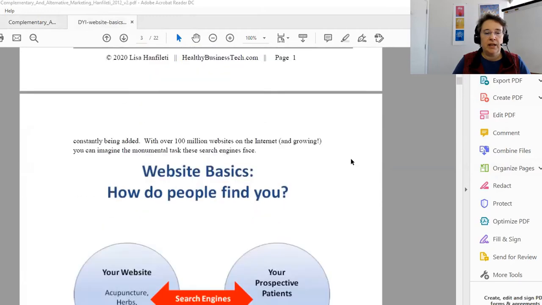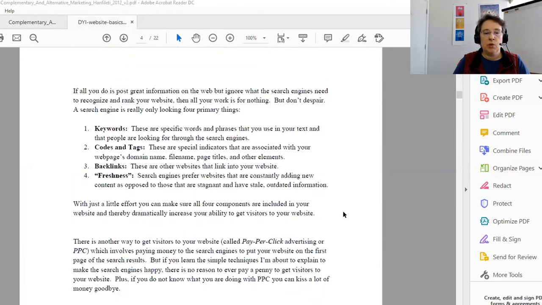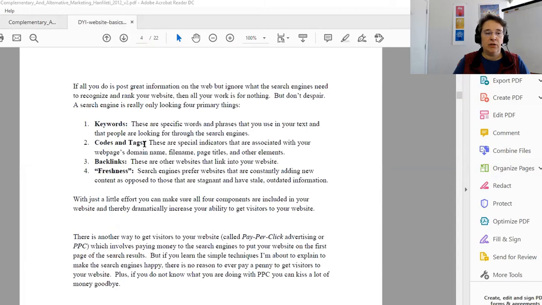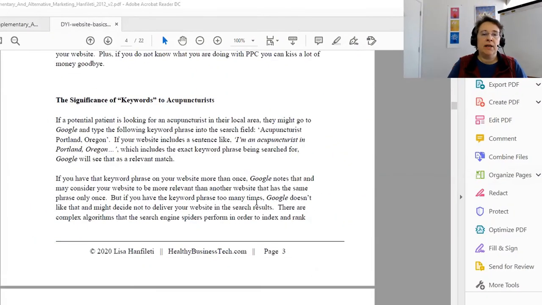The information, again, is still very relevant, and I'm going to take you through some of this on how your website talks to your prospective customers and patients through search engines. But this will go into much more detail on the 4 categories that I need you to understand, which are keywords, codes and tags, backlinks, and freshness. Again, I'll go over this in a minute.